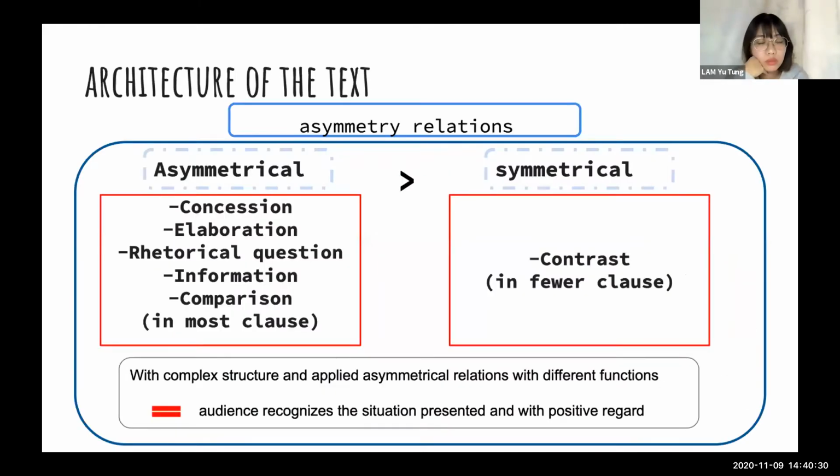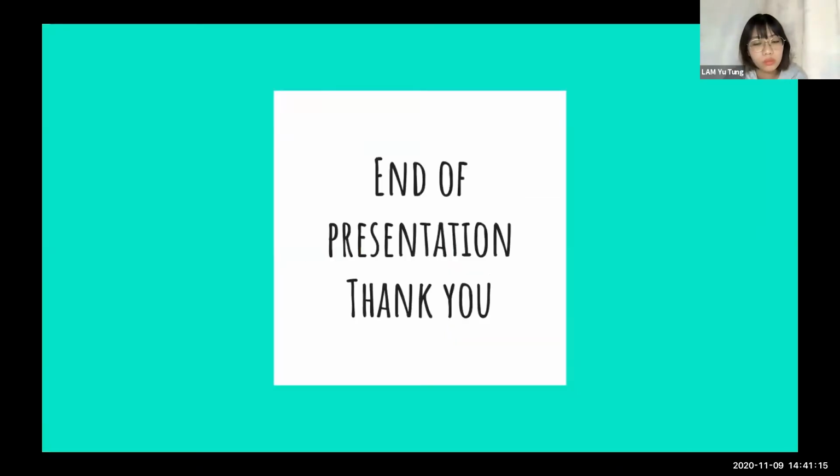Lastly, the asymmetry relations part can explain how the authors combine the clauses. In this text, asymmetrical is more than symmetrical. For example, most clauses are asymmetrical, and they have cohesion, elaboration, rhetorical question, information, and comparisons. And there are only a few clauses that are symmetrical, by contrast. To conclude, the text used some complex sentences and applied asymmetrical relations with the audience function to recognize the situation presented and with positive regard. That is the end of our presentation. Thank you.